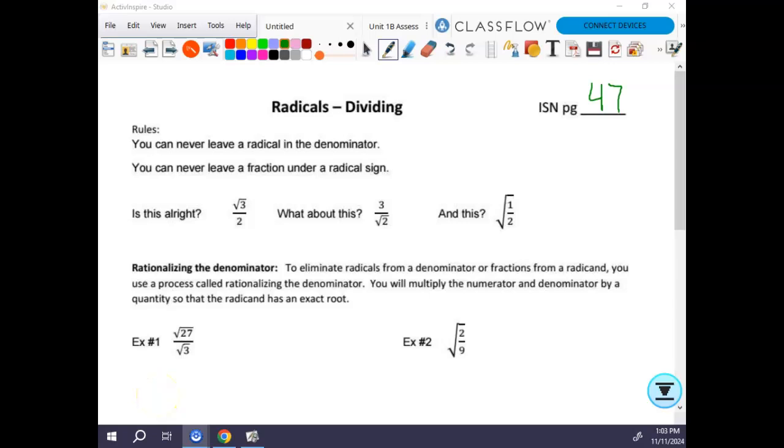All right, so rules for radicals, which should not be brand new, but you can never leave a radical in the denominator. It's against the law, against the math law. And you can never leave a fraction under a radical sign. Okay, so we've got 3 examples here. Is this all right? Can we leave it like this? Yes. You can have a radical in the numerator, not in the denominator.